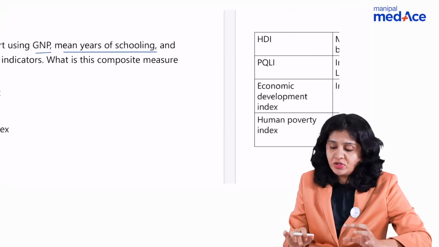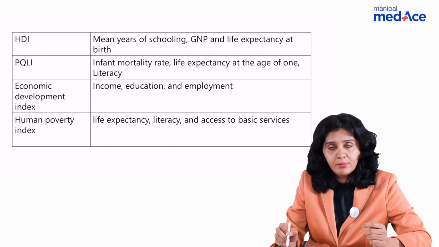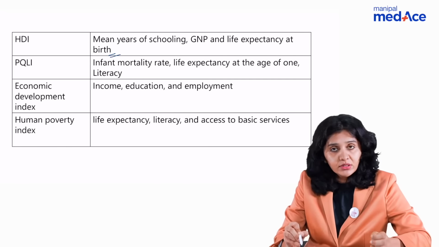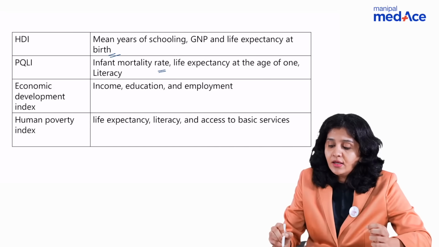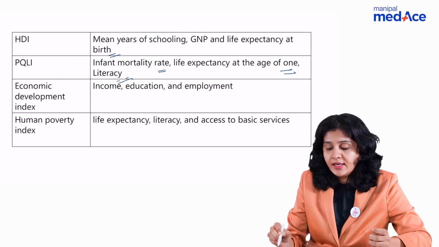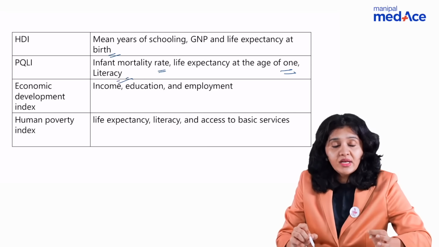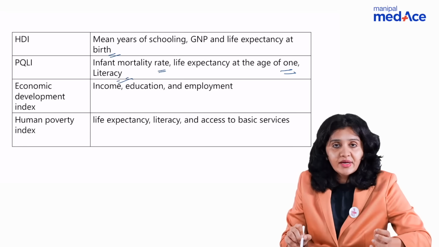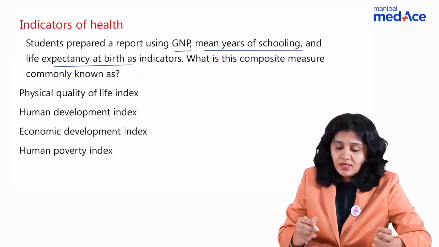So let us look at these 4 options. What is human development index? It is mean years of schooling, that is knowledge, GNP, income, and life expectancy at birth. If you take PQLI, that is physical quality of life index, it has infant mortality rate, life expectancy at the age of 1, and literacy. Economic development index is income, education and employment. Human poverty index is life expectancy, literacy and access to basic services. So what is the correct option? It is HDI, right?